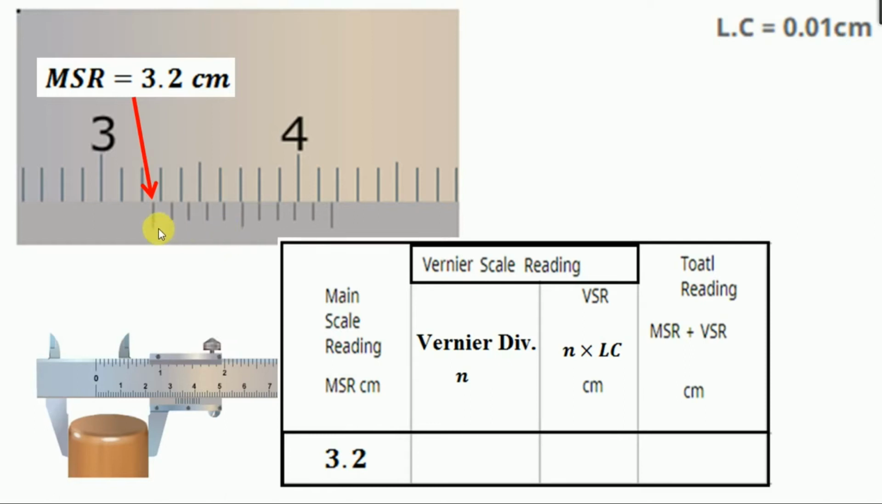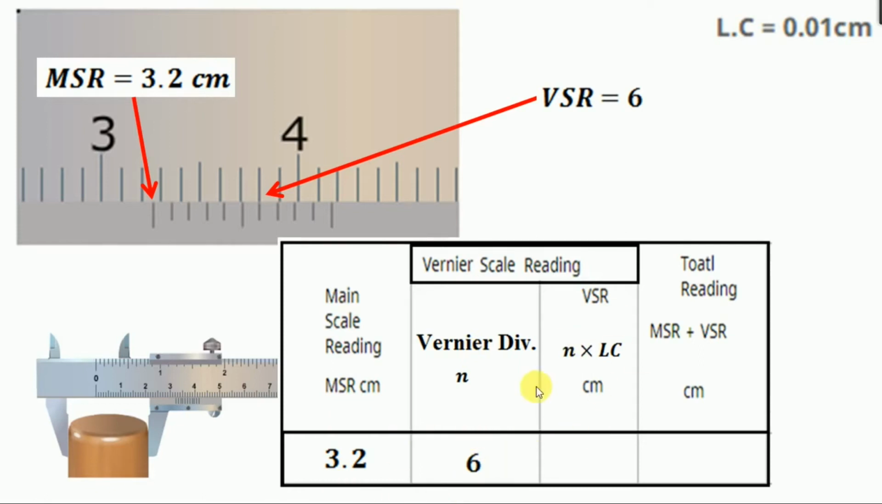Now to know the vernier division, we have to check which of these 10 vernier divisions is coinciding with the main scale division properly. If you see, the sixth one is perfectly coinciding with the main scale division. Out here you can see 1, 2, 3, 4, 5, 6. We start counting from 0. So the vernier scale division is 6.